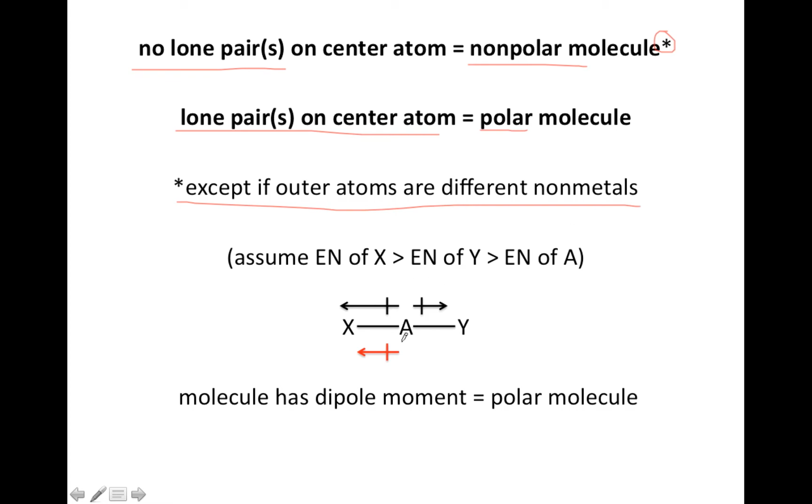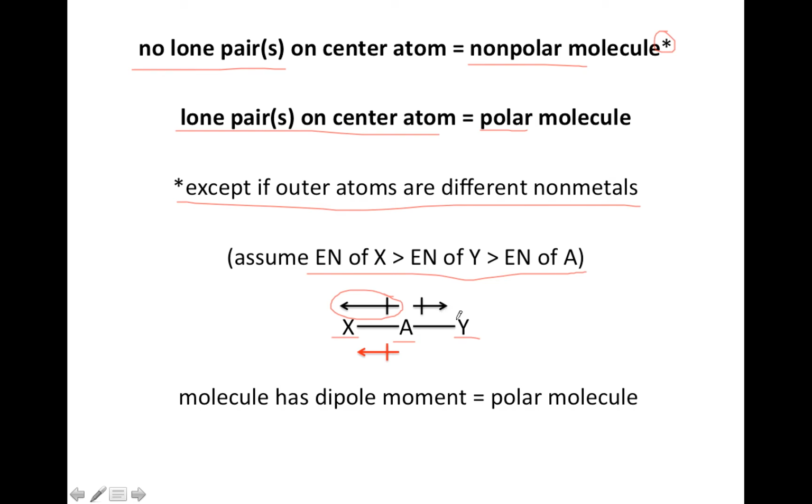So down below I show an example of an atom A bonded to two different atoms on the outside, X and Y, and even though A doesn't have a lone pair on it, so it's linear, because of the different atoms on the outside, and up here I'm just noting that X has a higher electronegativity than Y, which has a higher electronegativity than A. This polar covalent bond between A and X has a large difference in electronegativity, so the electrons are strongly shifted towards the X atom.